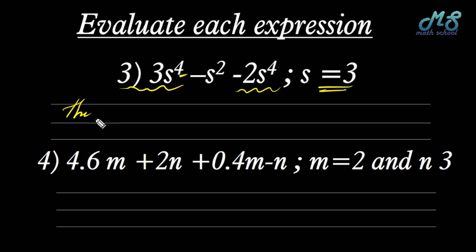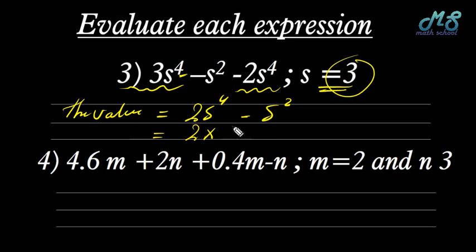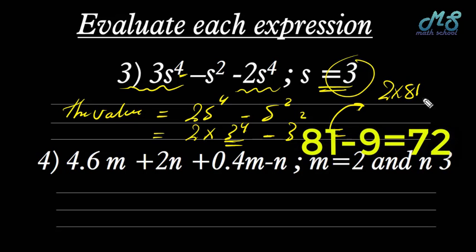Now we can write the expression as what, guys? As 2s raised to the power 4 minus s squared. And s equals 3. Now substitute 3 for s. We get 2 times 3 raised to the power 4 minus 3 raised to the power 2. Ask yourself now, guys, 3 raised to the power 4 equals what? Equals 81. Now we can write the expression as what? As 2 times 81 minus, mister, what? 3 squared equals 9. 2 times 81, just multiply 2 by 1 equals 2, 2 by 8 equals 16.